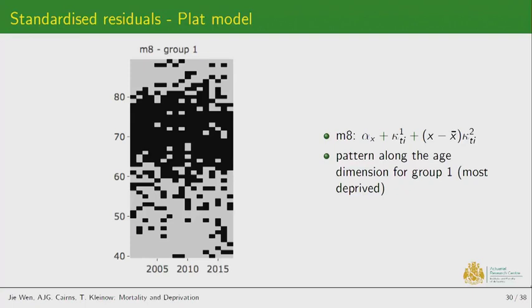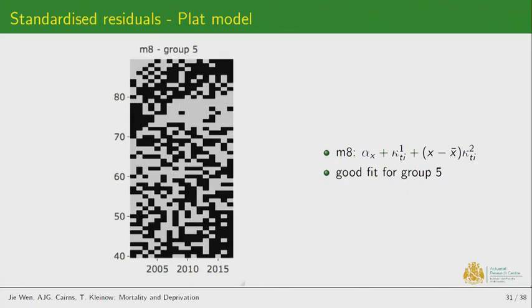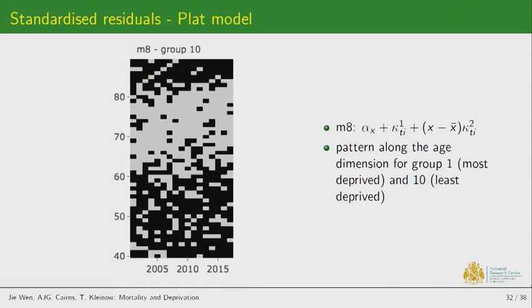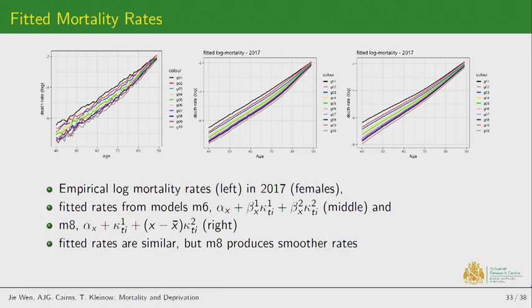So clearly we wouldn't be happy with those residuals, and therefore we are not so happy with model M8. If we look at group 5, it actually looks pretty good for M8, but when we then look at the least deprived, we find again this structure, this time in the opposite direction. So there's maybe another quadratic curve going this way along the age direction. What's missing here is another term, something with x squared. That would maybe help to improve that model. So again, this is clear evidence that M6 is our winner.